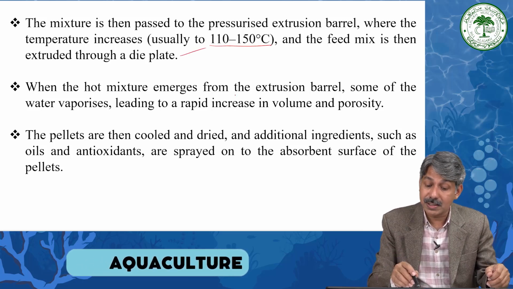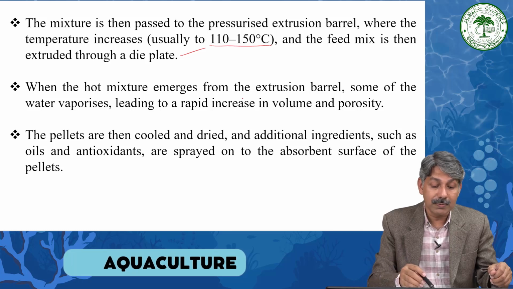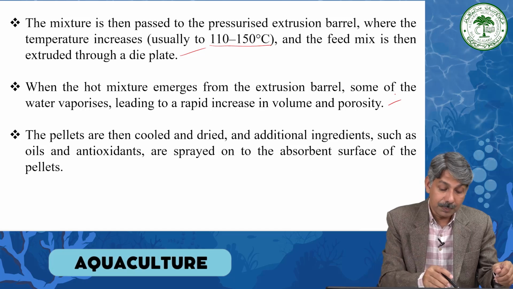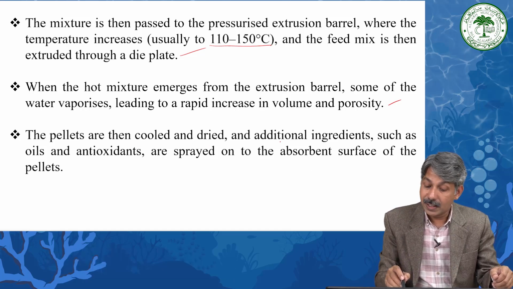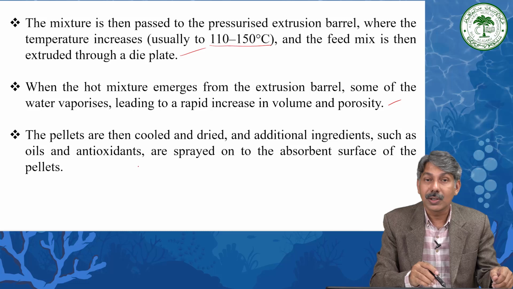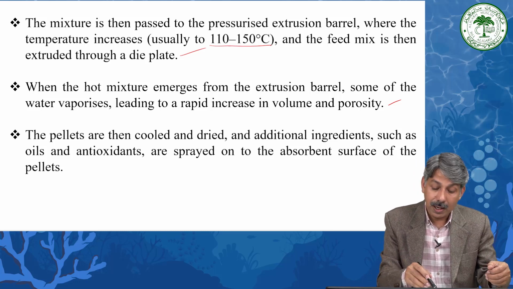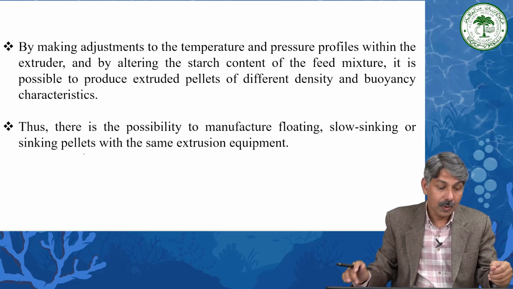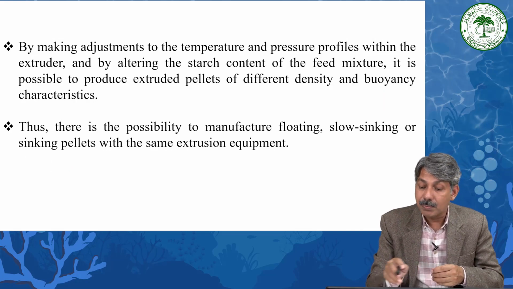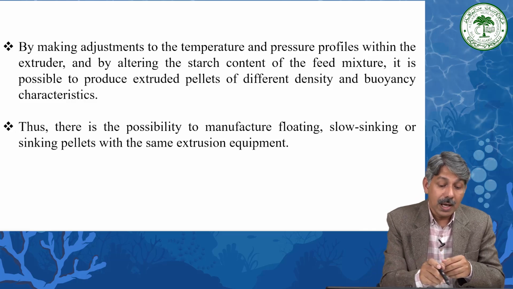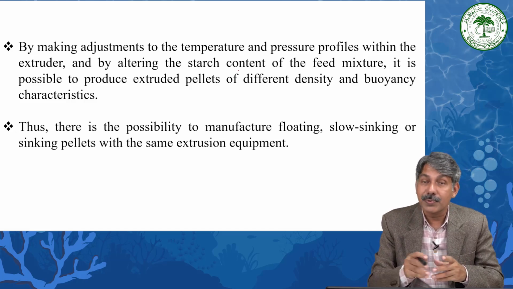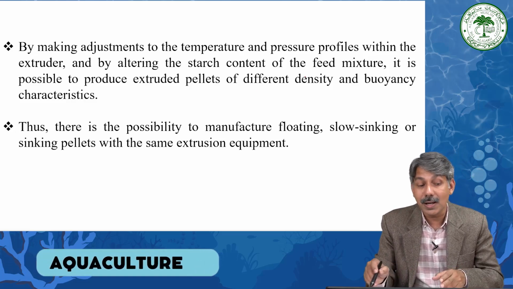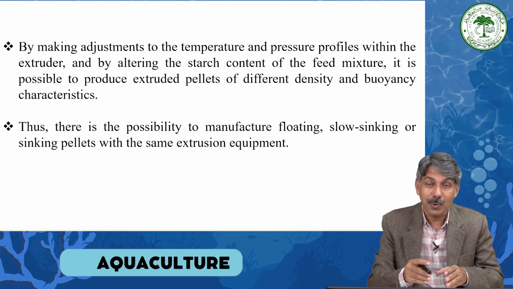When the hot mixture emerges from the extrusion barrel, some of the water vaporizes, leading to a rapid increase in volume and porosity. The pellets are then cooled and dried, and additional ingredients such as oils and antioxidants that we use as top dressing are sprayed on the absorbent surface of the pellets. By making adjustments to temperature and pressure profiles within the extruder and by altering the starch content of the feed mixture, it is possible to produce extruded pellets of different density and buoyancy characteristics. Your problem is solved here.